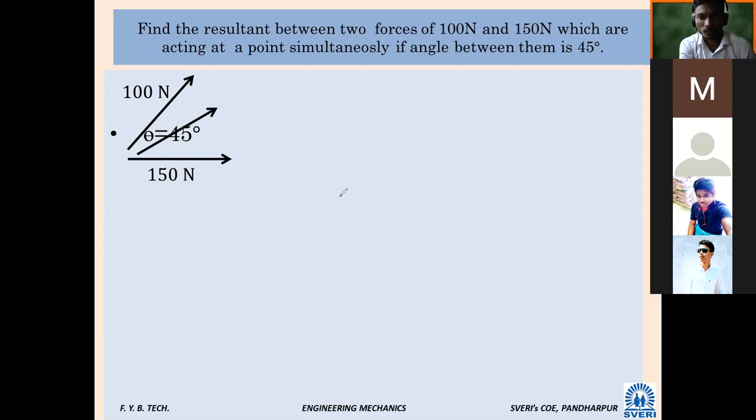What do you understand from this? At a single point and simultaneously: concurrent, and coplanar. Concurrent and coplanar. Very good. Means our conditions are satisfying. Very nice. So you can continue.